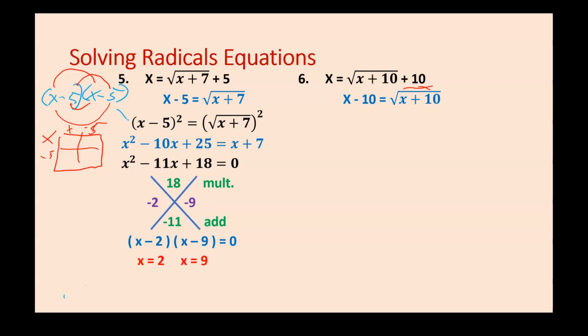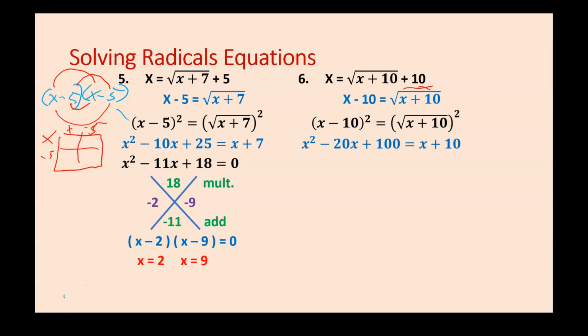Now that we have the radical by itself, we're going to do step 2. Step 2 is to square both sides. We know on the right side, the square and the square root cancel each other out. On the left side, we have the quantity x minus 10 quantity squared. So that is the same as x minus 10 times x minus 10. Which gives us a quadratic.